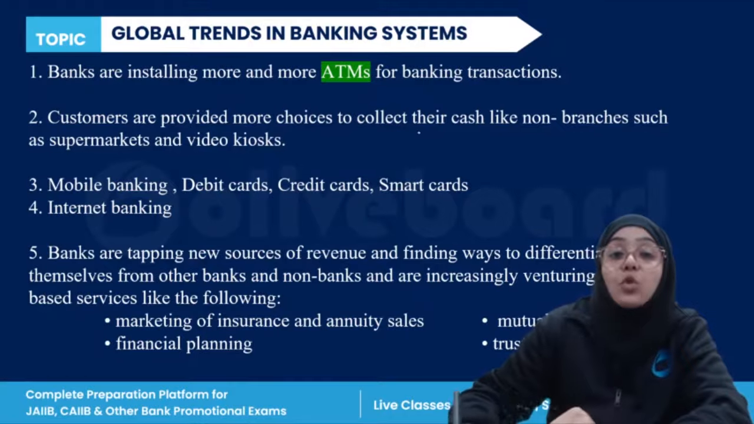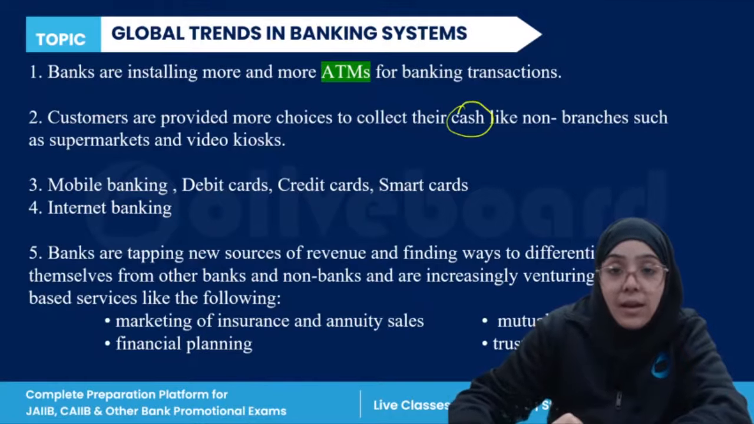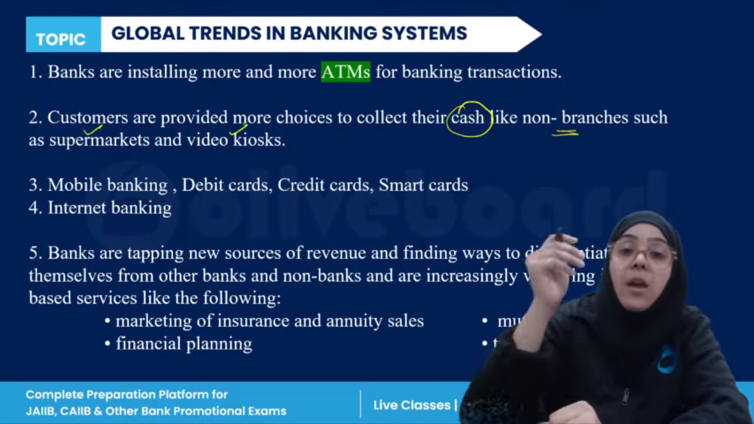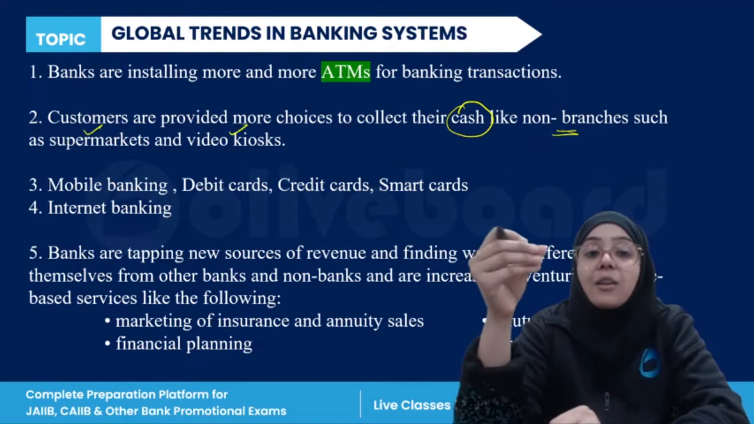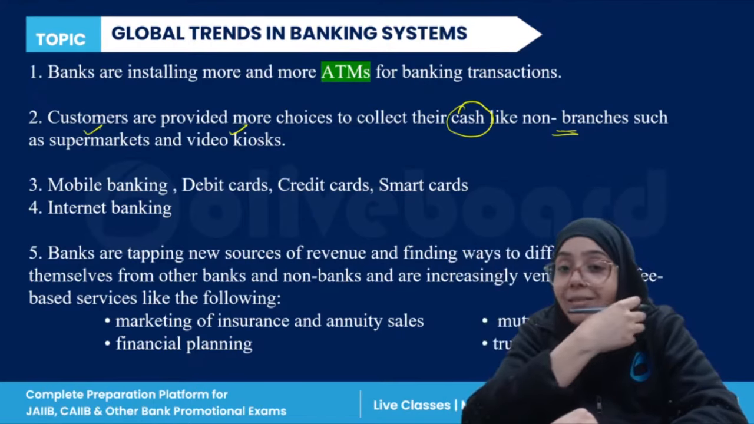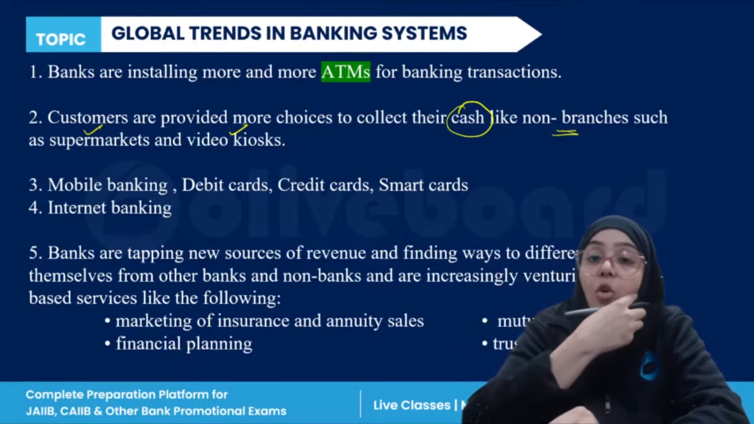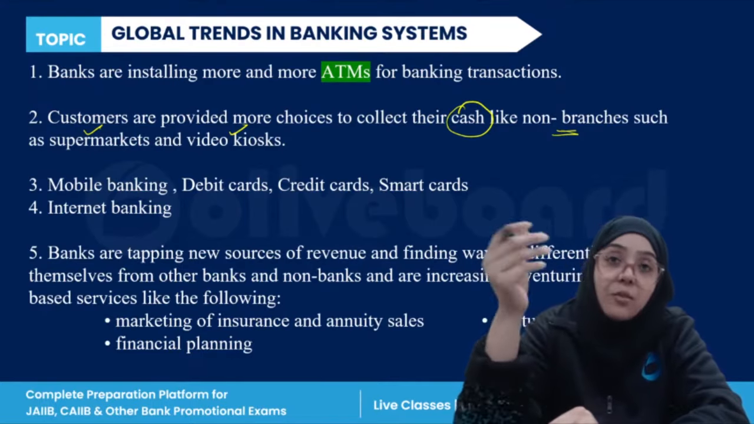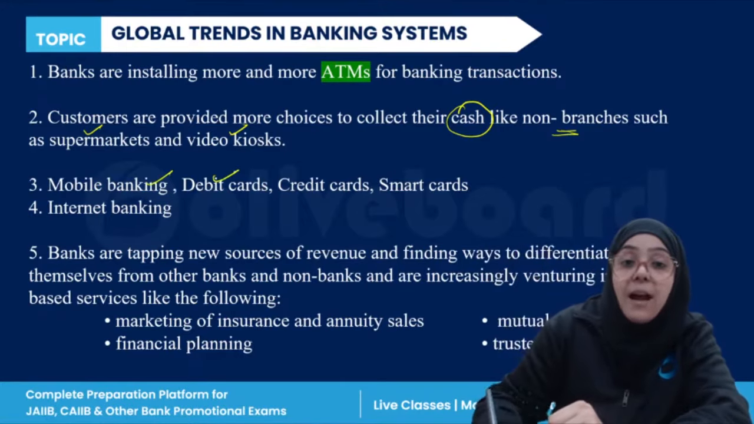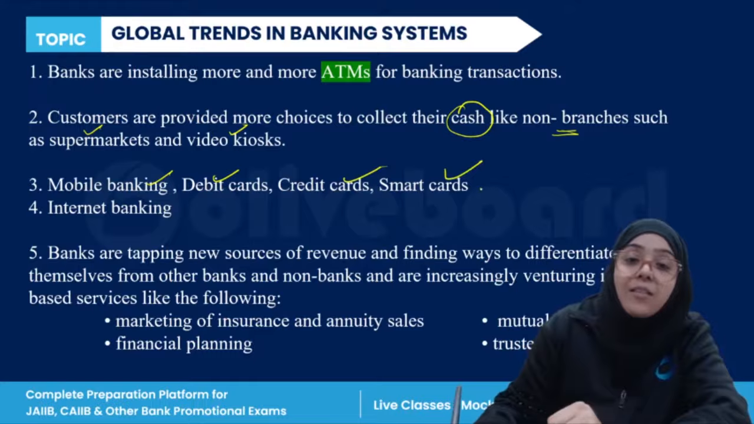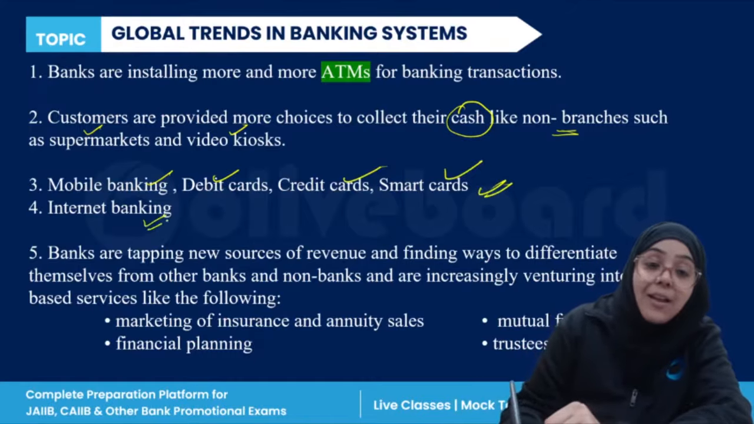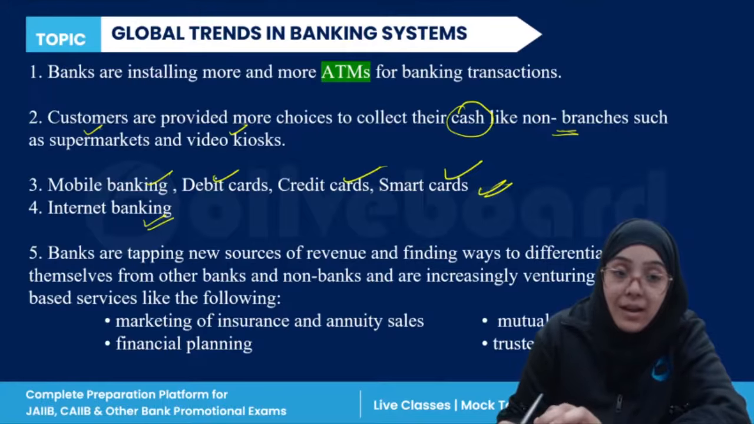Customers are provided more choices to collect their cash, like non-branches such as supermarkets and video kiosks. So the customers are actually provided with more choices. And why are they provided with more choices? To collect their cash, like non-branches such as supermarkets and video kiosks, right? There are mobile banking, debit cards, credit cards, smart cards. These are all used in the banking system. Internet banking is nowadays used very much, right?